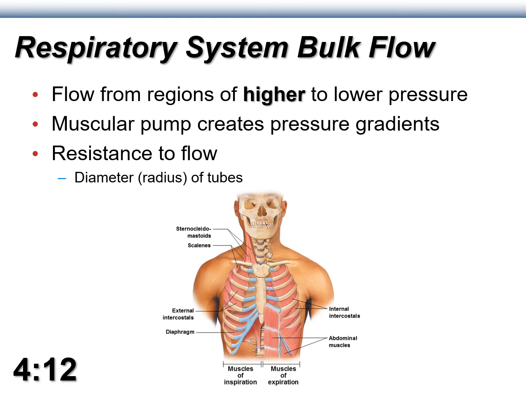In terms of movement of air, we also have to take resistance into account. Under normal circumstances, resistance is relatively low, but if we have inflammation or obstruction, the radius of these tubes that allow for gases to move into the lungs or out of the lungs can quickly impede the ability for gas movement to occur, either by increasing the resistance or outright occlusion.